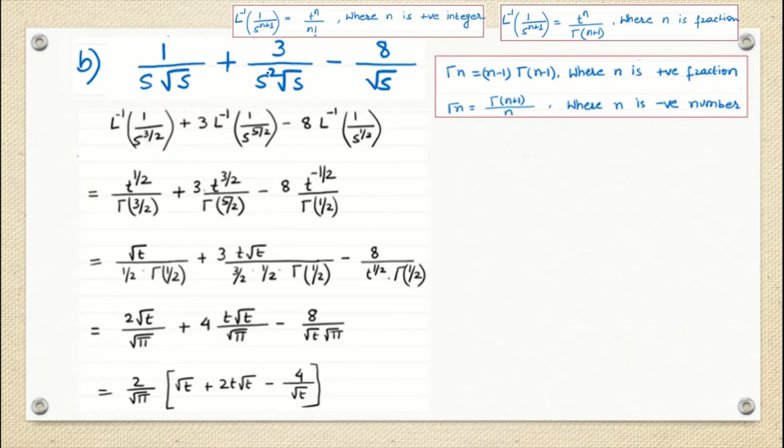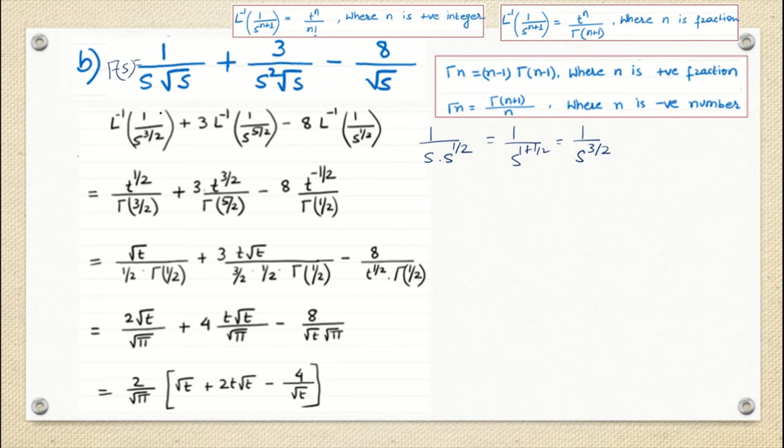Now we are starting question number B, where my F(s) is 1 by s under root s plus 3 by s square under root s minus 8 by under root s. Before starting the inverse Laplace transform, let's simplify the terms. What is my first term? The first term is 1 by s into s to the power 1 by 2, under root s. We know that if these two terms are multiplied, the powers get added. So it will be 1 plus 1 by 2, that is nothing but 1 by s to the power 3 by 2.